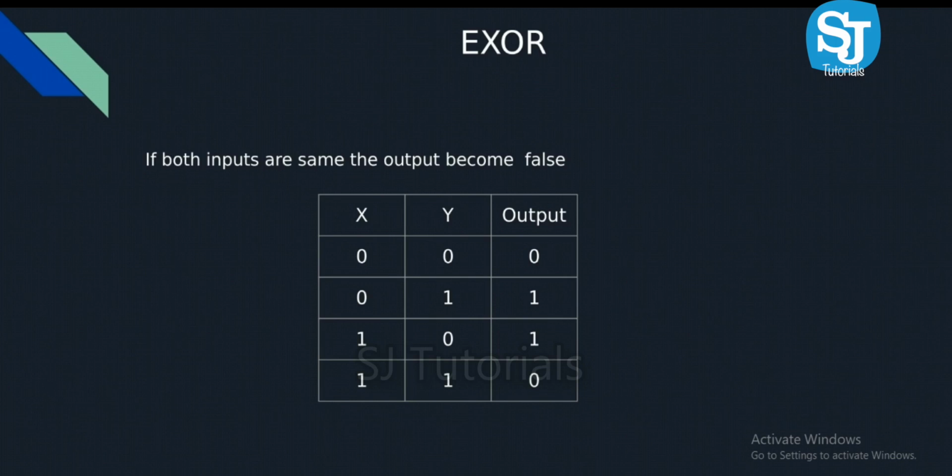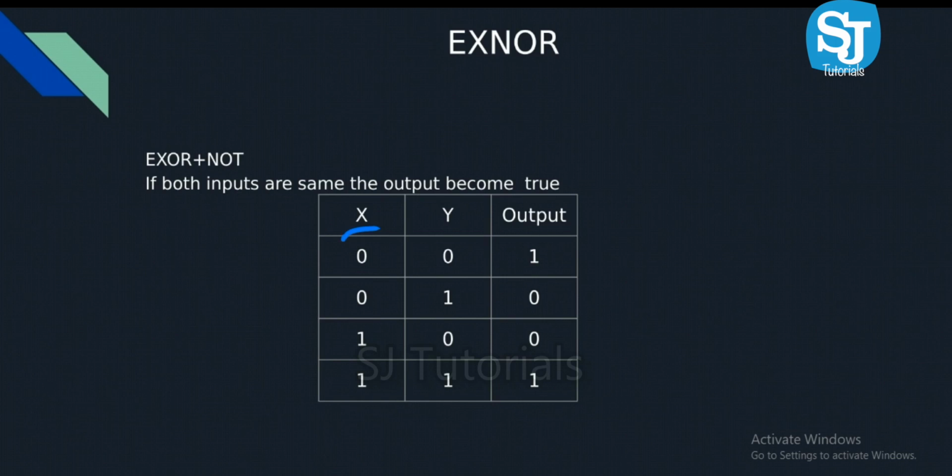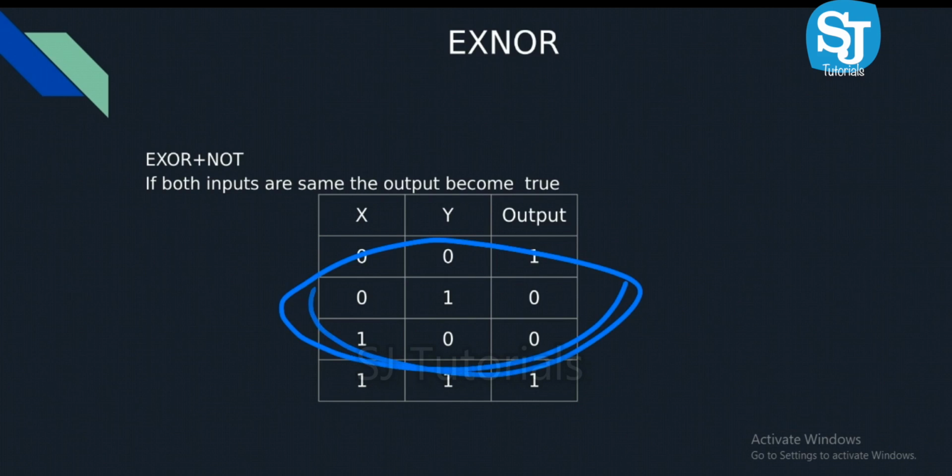Here, first of all, XOR means if both inputs are the same, the output becomes false. Here 0, 0, output is 0; 1, 1, output is 0. That means both inputs are the same, output becomes false. In the XNOR gate, both inputs are the same, output becomes high. That means 0, 0, we will get 1; 1, 1, we will get again 1. Otherwise, the output becomes 0.